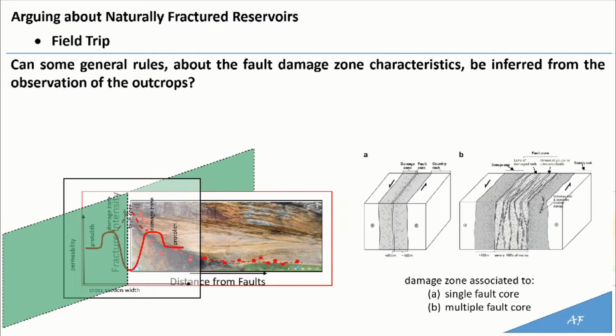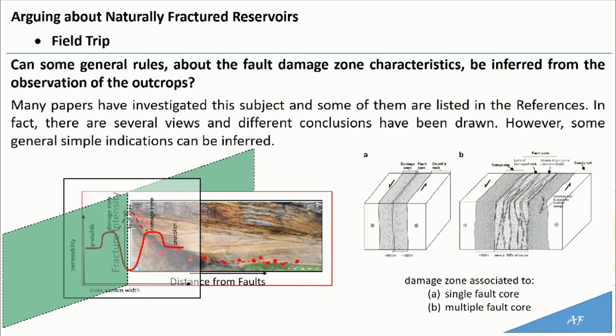So the question is, can some general rules about the fault damage zone characteristics be inferred from the observation of the outcrops? Many papers have investigated this subject, and some of them are listed in the references. In fact, there are several views and different conclusions have been drawn. However, some general simple indications can be inferred.